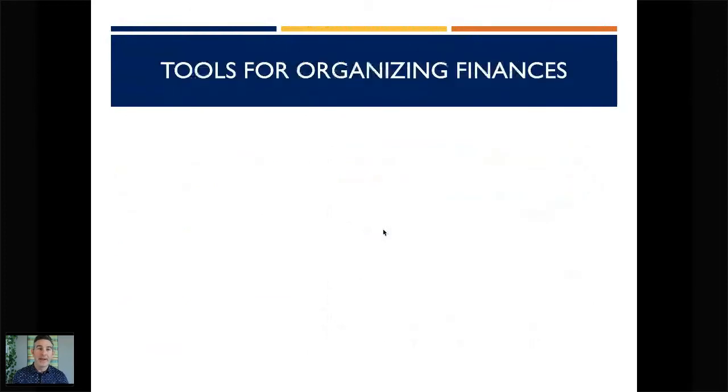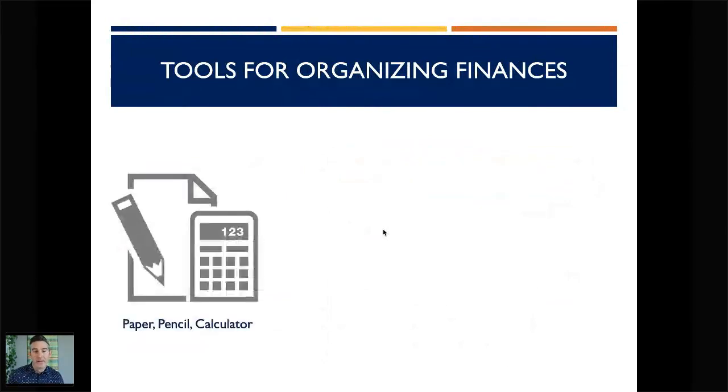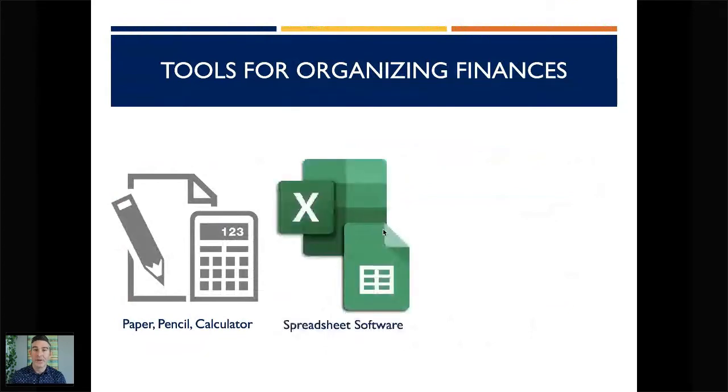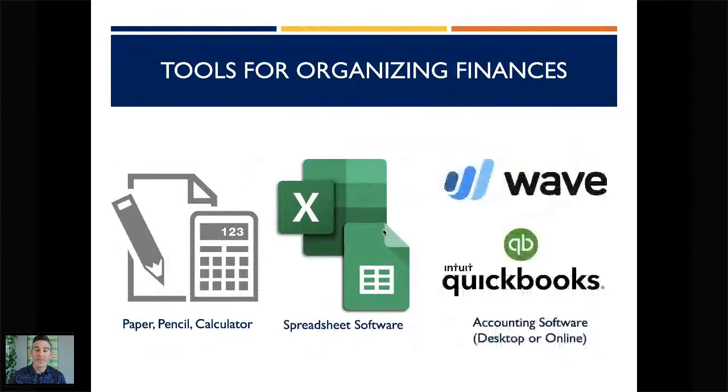Okay, so again, similar. There's always multiple ways to organize your data, and for some, the easiest way is going to be with just paper and pencil and calculator. Some of you are more familiar with spreadsheets, or you want someone to do the math for you, so that's another option. And then I'll get into this a little bit too in terms of some accounting software. There's desktop and there are online solutions, and Wave and QuickBooks are just a couple examples.